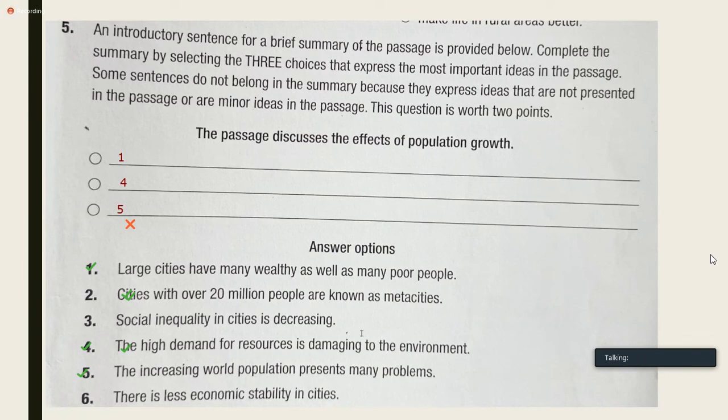Number 2 is wrong because the word meta cities is wrong. It has to be mega cities. Mega and meta are two different prefixes. Third one is wrong because social inequality in cities is decreasing. That's wrong. Social inequality is increasing.